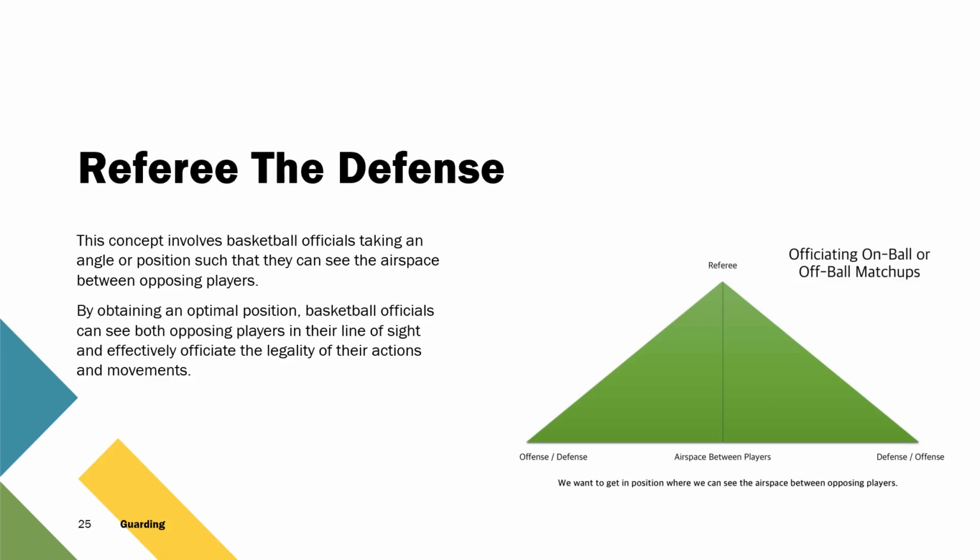Same slide, just flipping the triangle, so to speak. But again, you can see we want our referee in most cases between the offense and defensive players, where our official is allowed to see both players and the basketball if it's an on-ball matchup, but even if it's an off-ball matchup, in his or her line of sight.